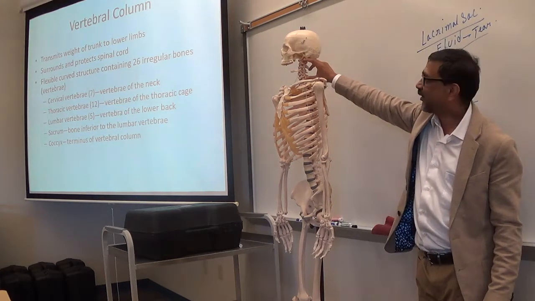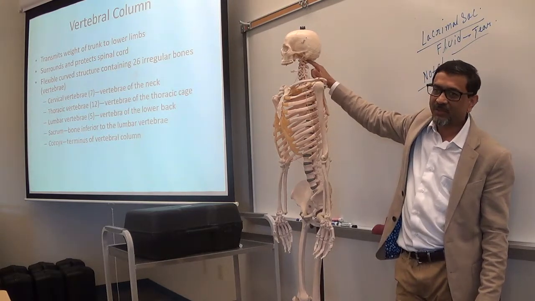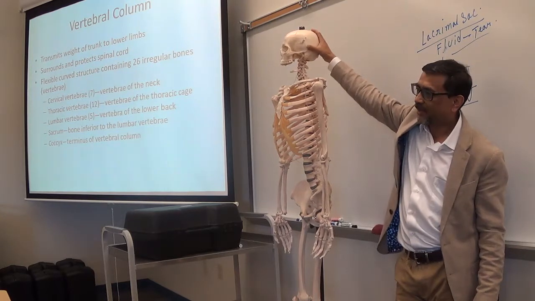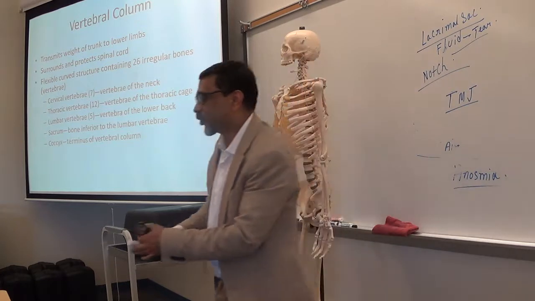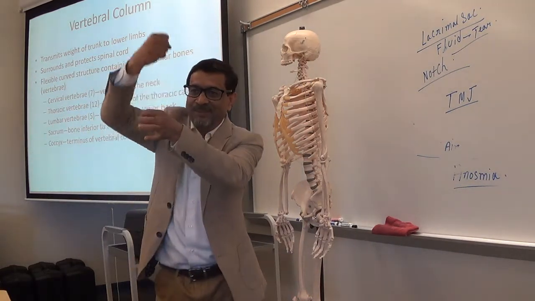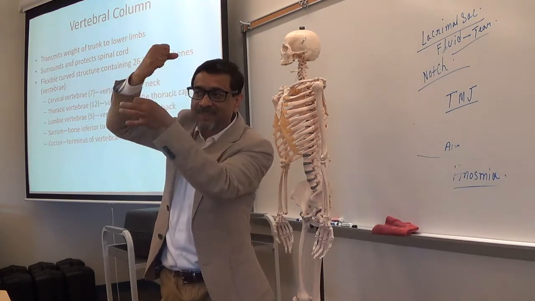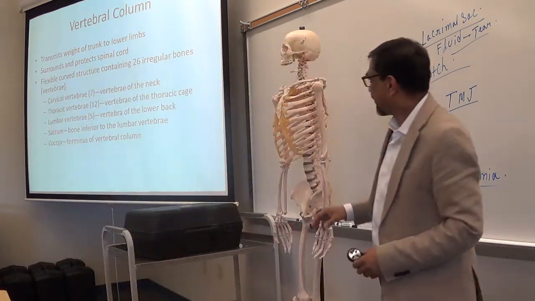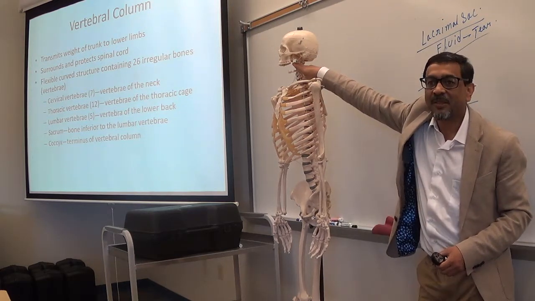Okay? If I ask you, the uppermost cervical vertebrae is attached to what? To the skull. Makes sense, right? So this is the uppermost cervical vertebrae, and this is your skull, sitting on it. That's why this is called atlas. Okay? Anyway, so how many cervical? 7.